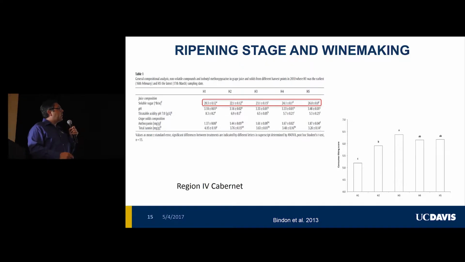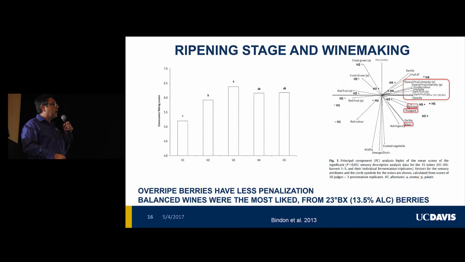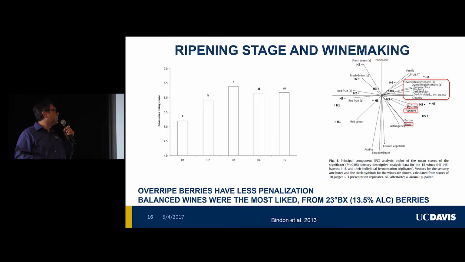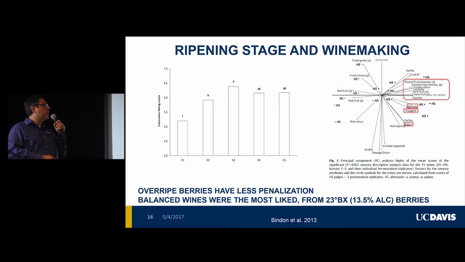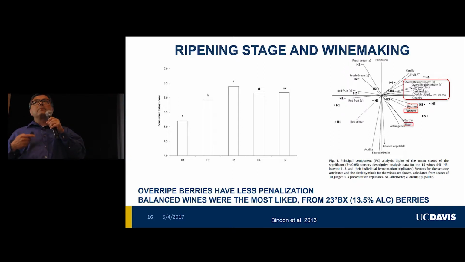When you look at ripening stage versus winemaking, in this case, they harvested grapes at different Brix levels, 20 Brix, 22 Brix, 23 Brix, 24, and 26 Brix. And these were fermented in triplicate, and then they were put against a consumer panel. Without an exception, the consumer panel chose 23 or 24 degrees Brix fruit to make the wine. Because the consumer panel identified this ripening stage based on overall fruit intensity, purpleness of the wine color, viscosity, dark fruit flavors, and opacity of the red wine. So hanging the fruit a lot longer may not be all that great in the long run.